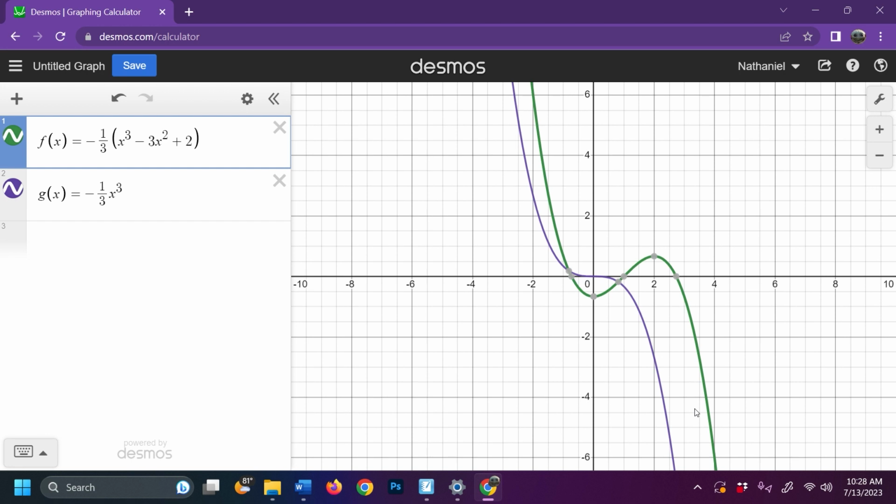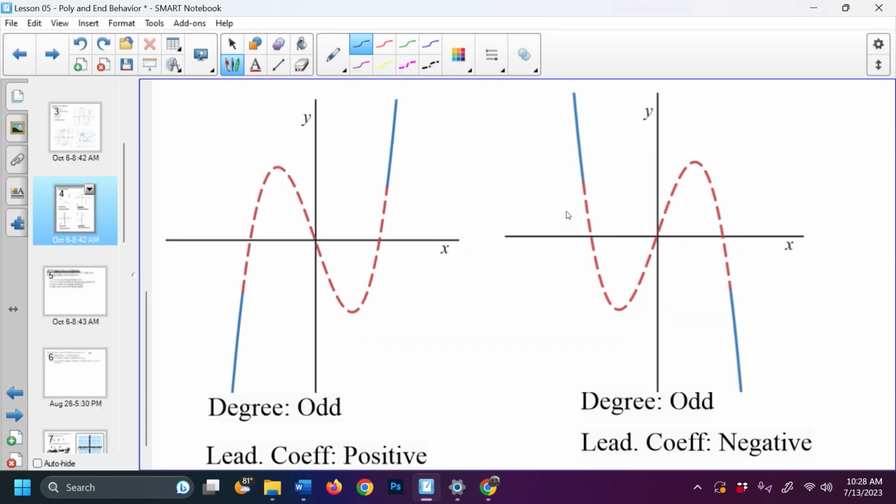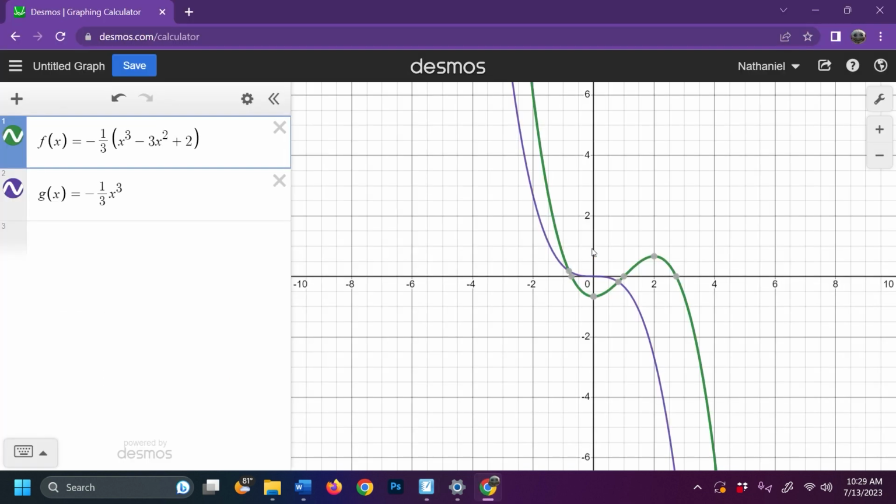So when I look at this thing, again, when I say that in these red dotted areas I can't say what's going on near the origin, all I can say about it is what's going on as we get to extreme values along the x-axis, both left and right. That's what I mean here. I can't say a whole lot about what's going on in the middle. I can only say something about what's to the left and what's to the right.